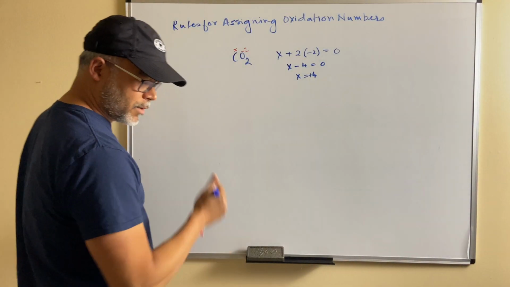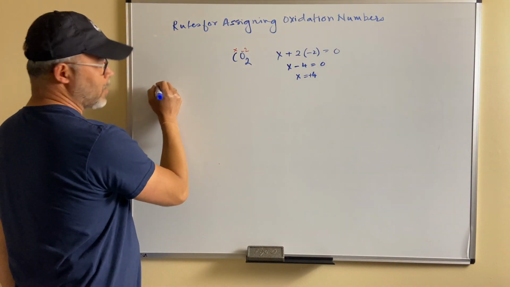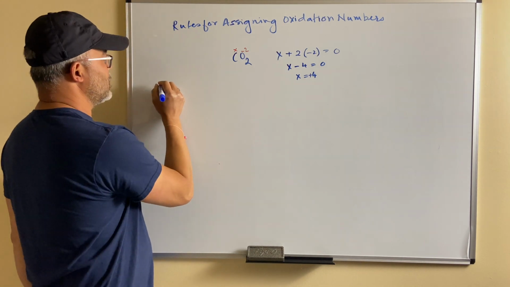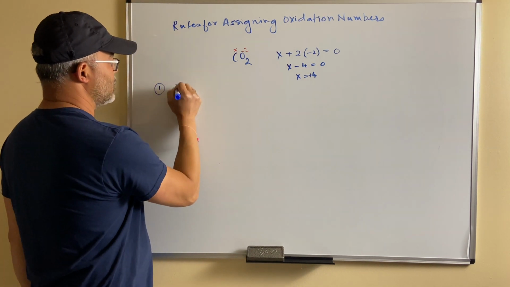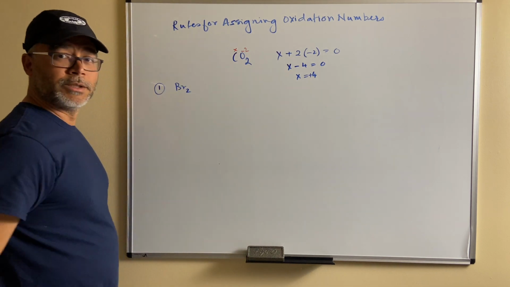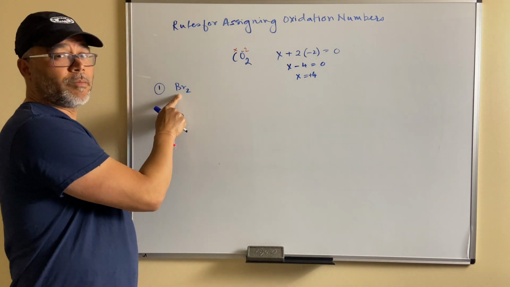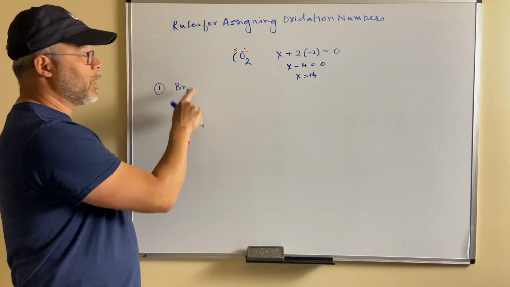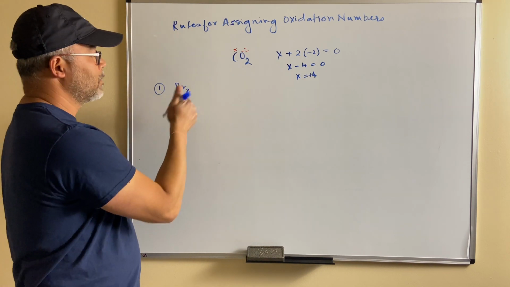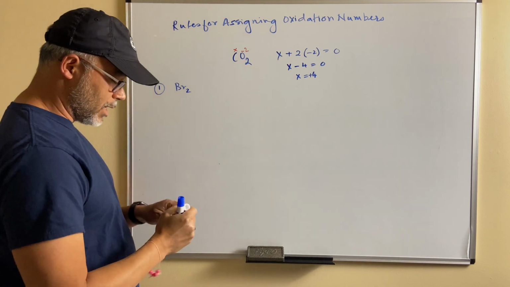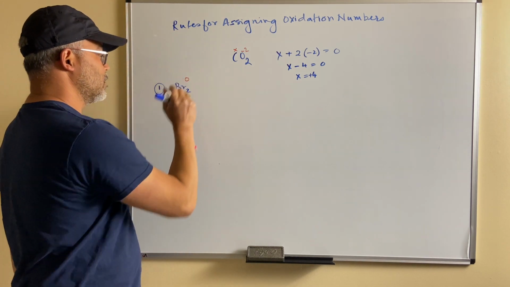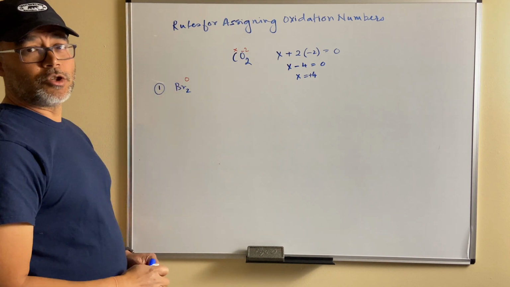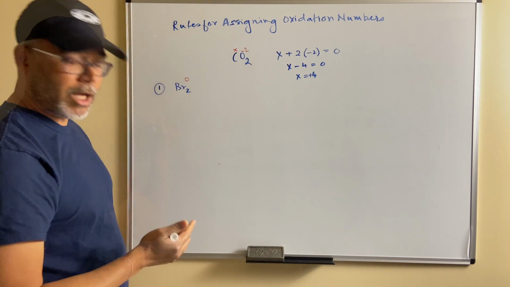Let's do some more examples. Let's go ahead and assign oxidation numbers to any atom in the following. The first example we'll look at is Br2, bromine. Since that's a diatomic molecule, it's a single type of atom, therefore the oxidation number in this case is going to be 0. You always write oxidation numbers as a superscript to the right of the molecule.